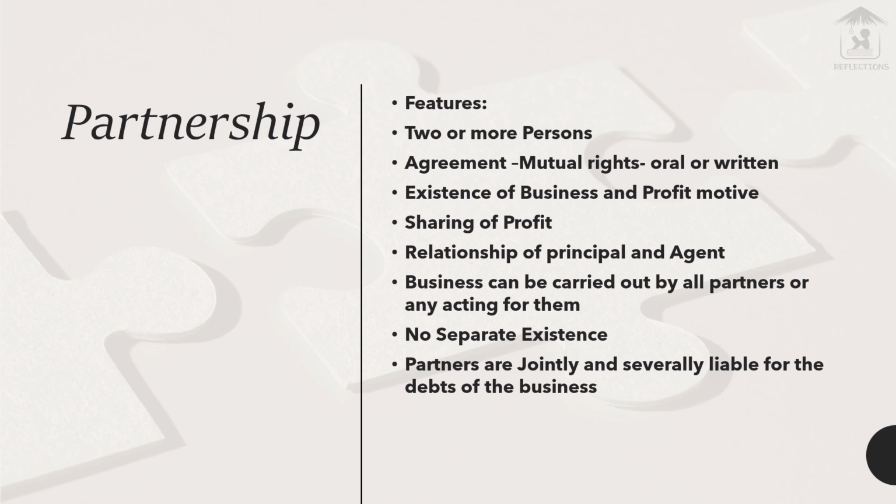A joint ownership of a property doesn't amount to partnership. Let's take a husband and wife who jointly own an apartment. That is not accounted as partnership. Sharing of profit. There's an agreement between the partners to share profit in a predetermined ratio or equally.